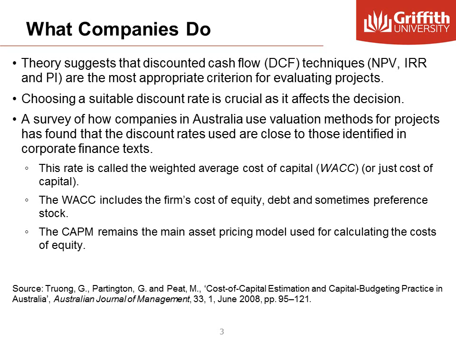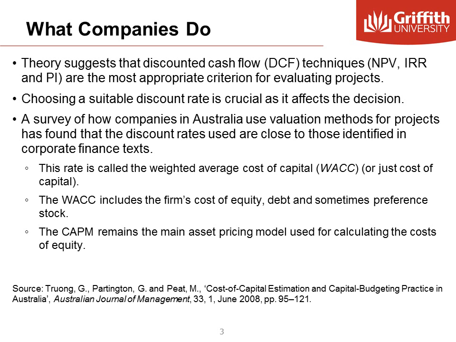Theory would say that discounted cash flow techniques, DCF techniques like NPV, IRR, and PI, are the most appropriate for evaluating projects. As we've seen, these methods cannot be used if we don't have a discount rate. Thus, choosing a suitable rate is crucial in the process, and it affects the decision about the project, whether to reject it or accept it.